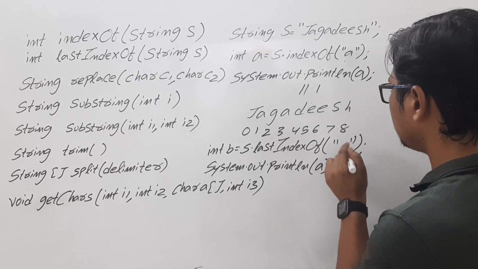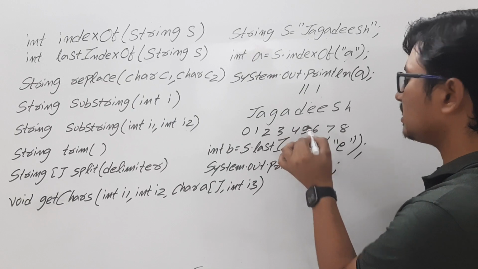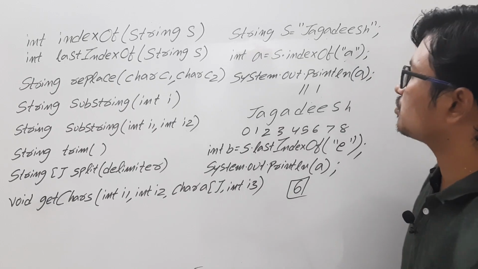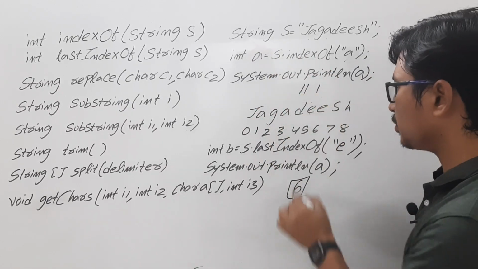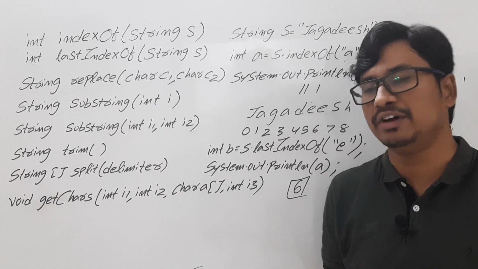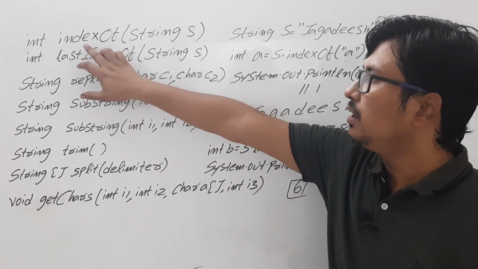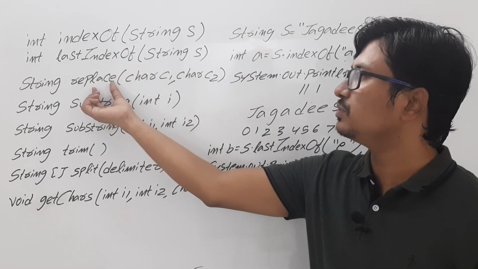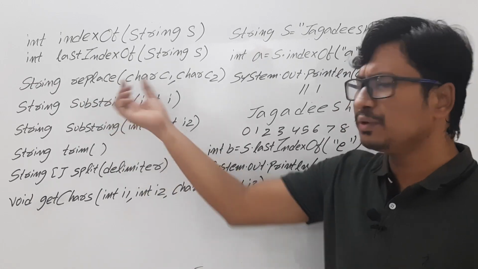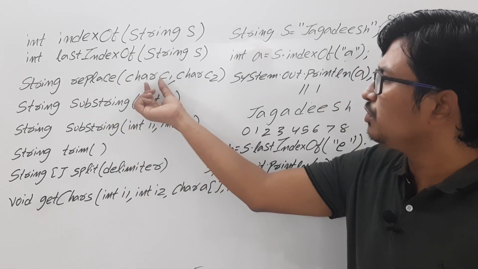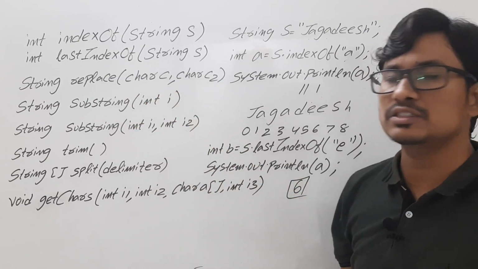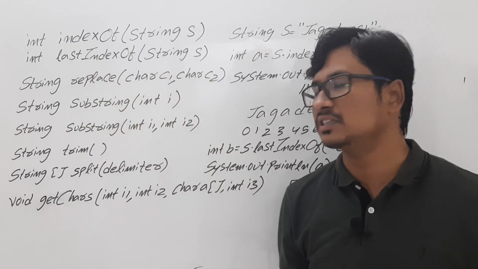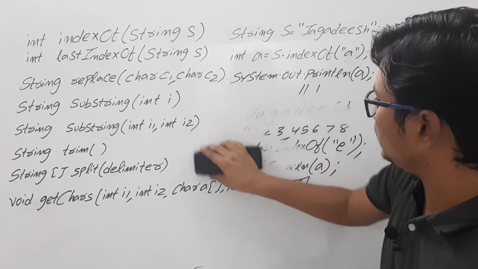Suppose similarly, if I take e, now look here, e is there at index 5 and e is there at index 6. So in this case lastIndexOf will produce the output as 6 for you, whereas indexOf e will produce the output as 5 for you. I hope you have understood the concept of indexOf and lastIndexOf. Now let me discuss the replace method. Now you can understand what the replace method will do. If you give two characters, character C1 and character C2, character C1 will be replaced with character C2 in the particular string. Now let me discuss with an example.